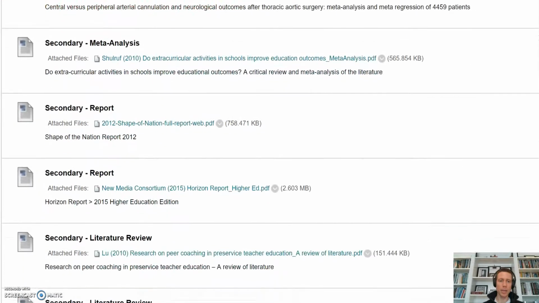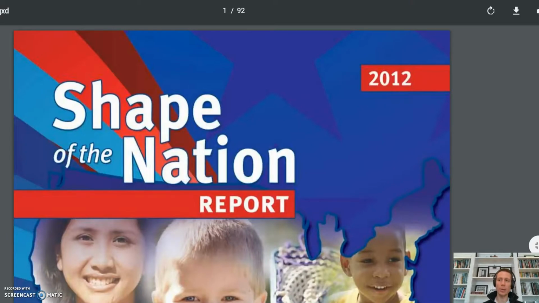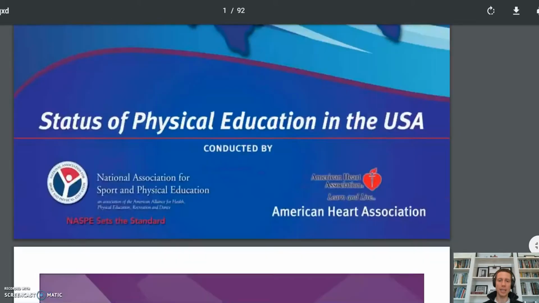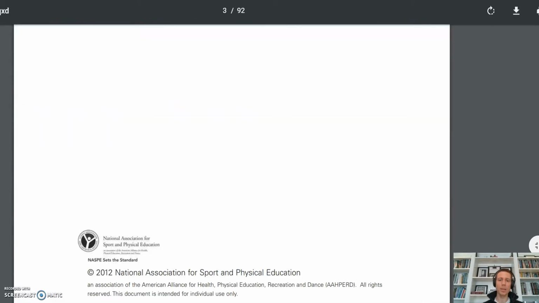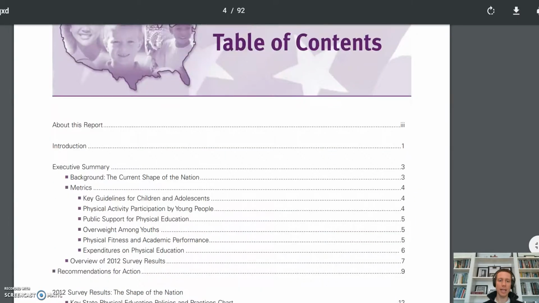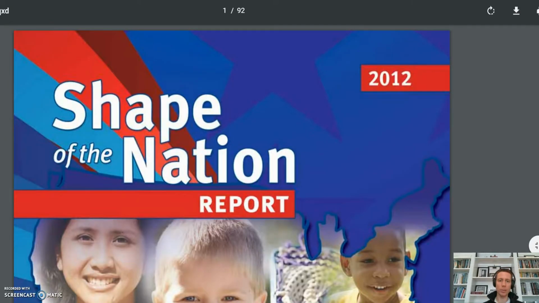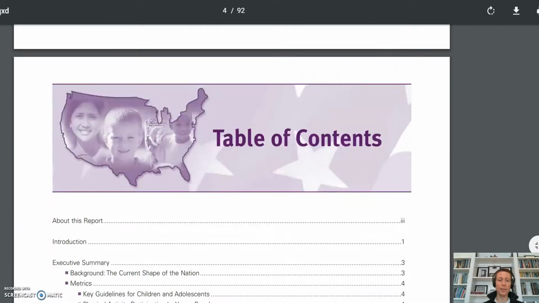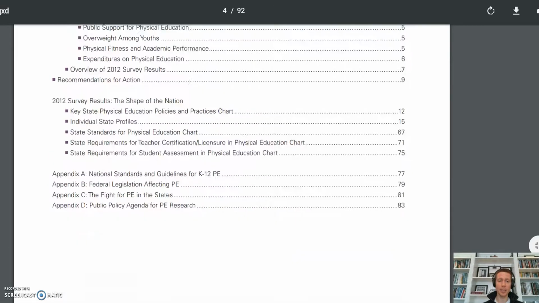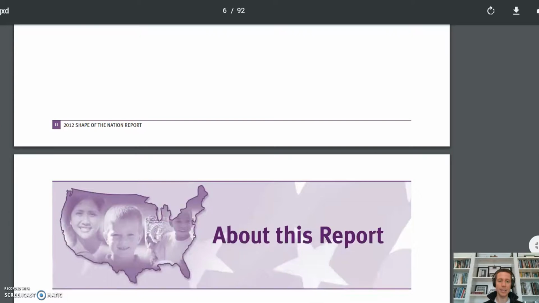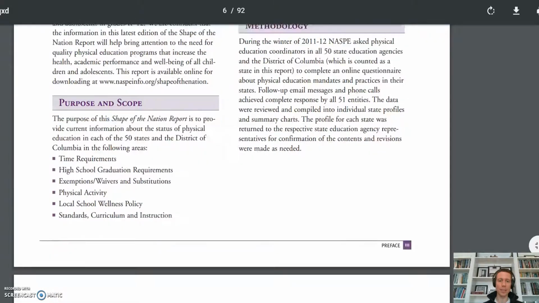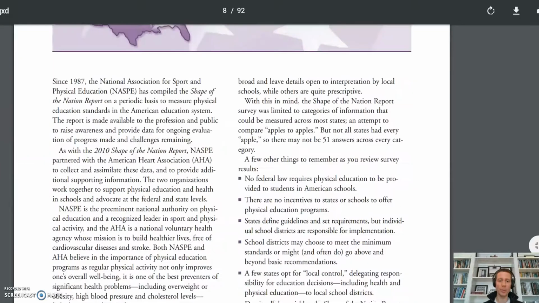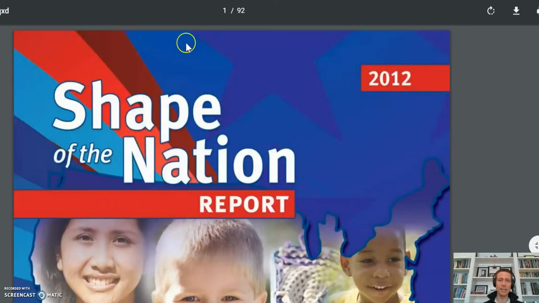And let's get into a report. Now, a report could be a report of primary research if they conducted the study themselves and they collected the data themselves. But this, for example, is a secondary source in the sense that this report, Shape of the Nation report, it is just a report of research that has been conducted by other people, and it is synthesized, and they are trying to give recommendations based upon research that other people have conducted. So this is secondary source.